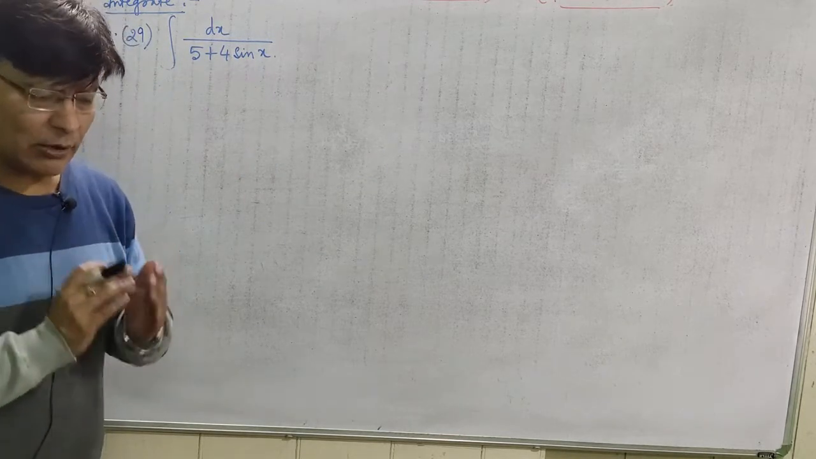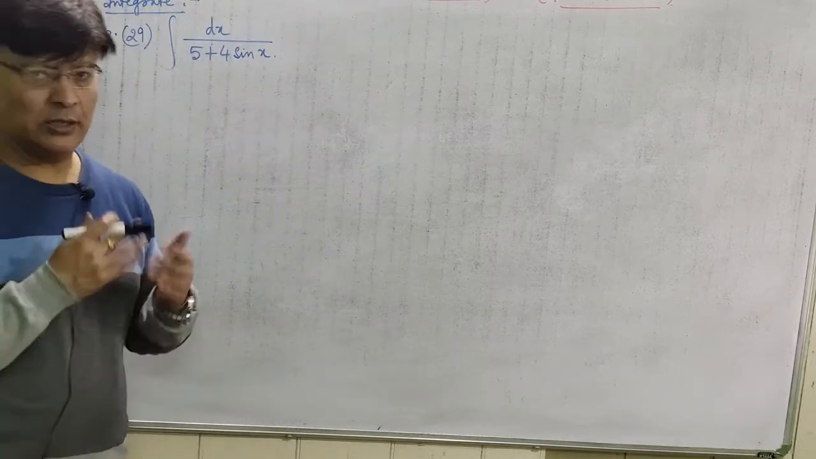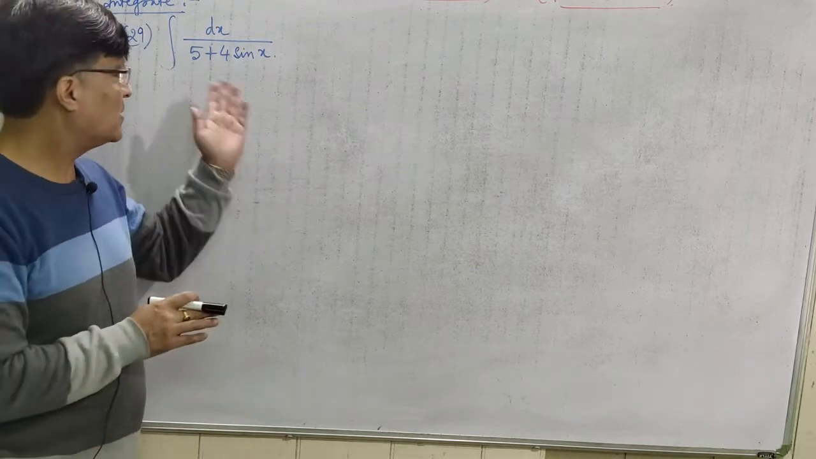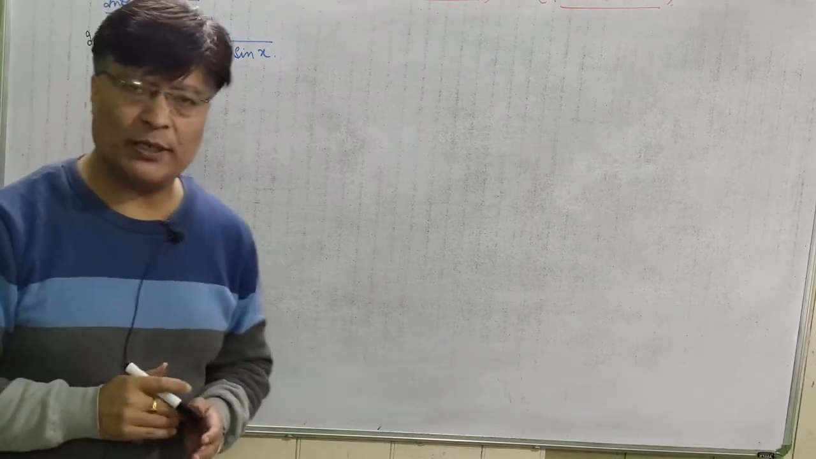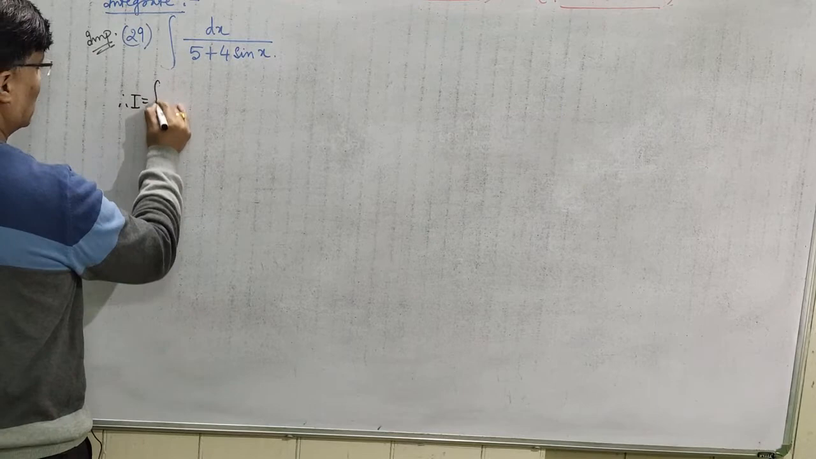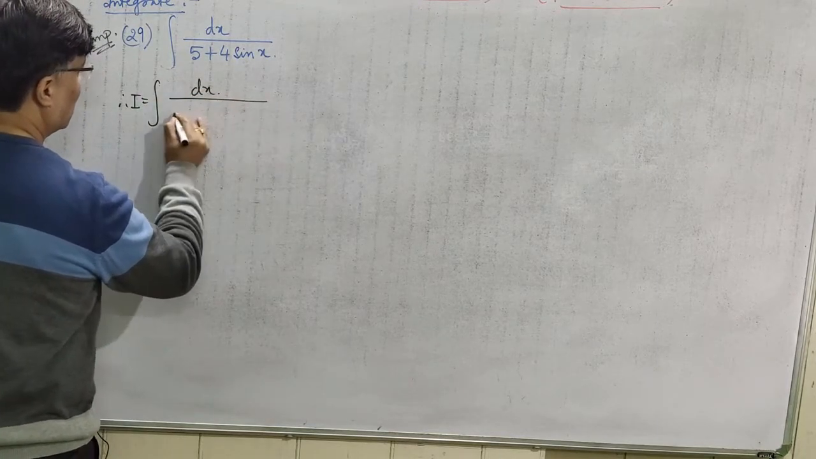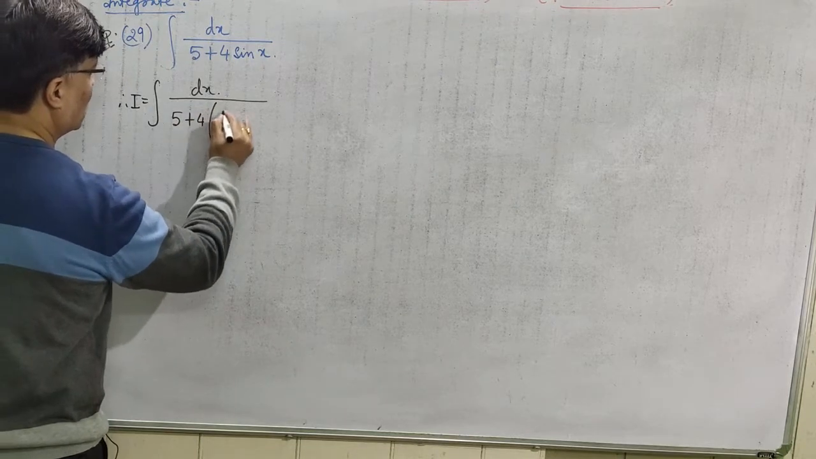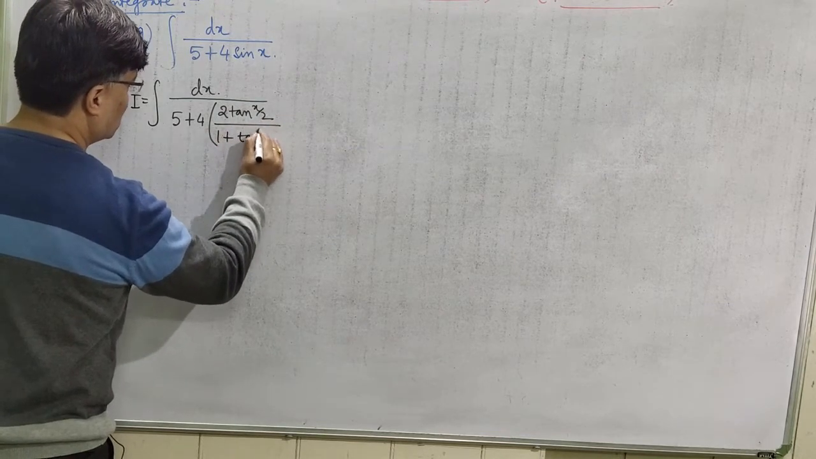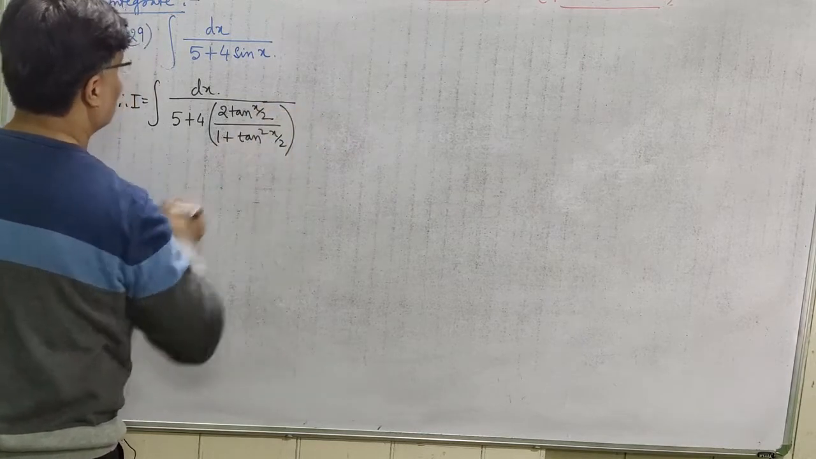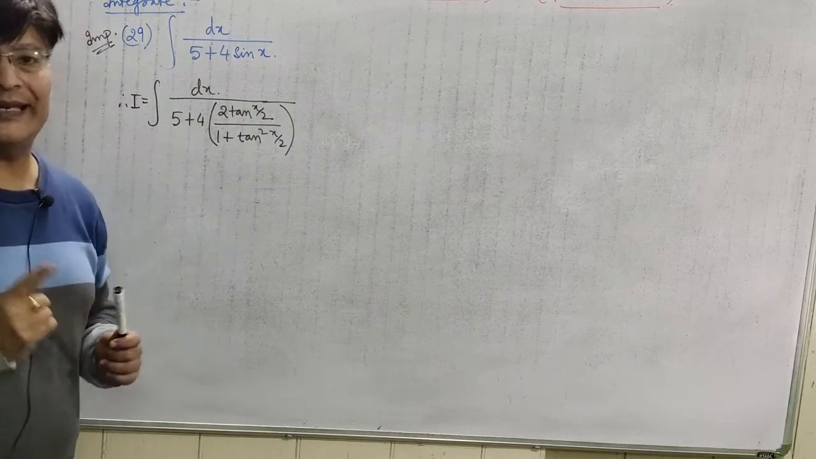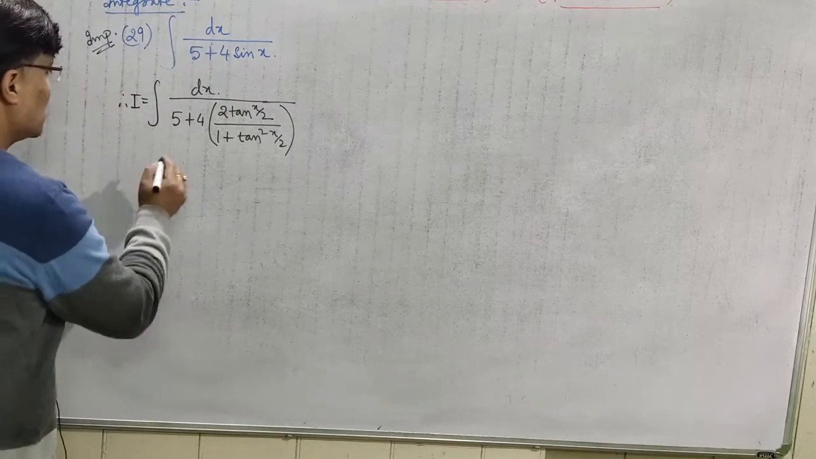So here also, I already told you about the method how to evaluate this integration. So first of all, you have to simplify the expression. You have to write the formula for sin x in terms of tan x by 2 from some multiple angle in trigonometry. Okay, so let us use the formula for sin x. So therefore I is equal to integration of dx divided by 5 plus 4 within bracket, what is sin x? 2 tan x by 2 divided by 1 plus tan square x by 2. So this is the formula for sin x in terms of tan x by 2 from the chapter some multiple angle in trigonometry.